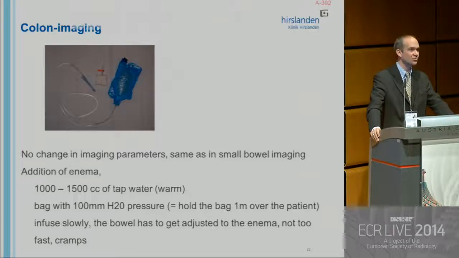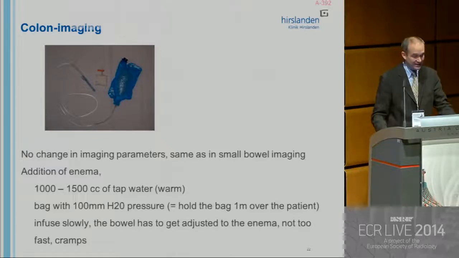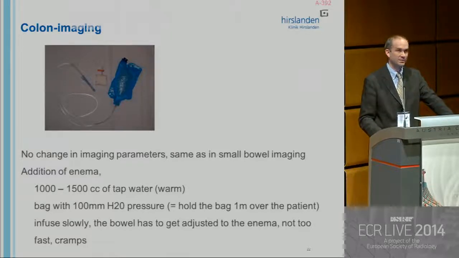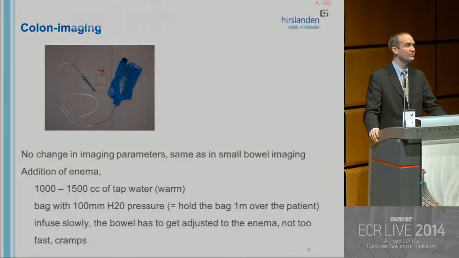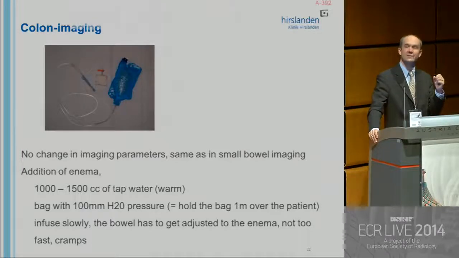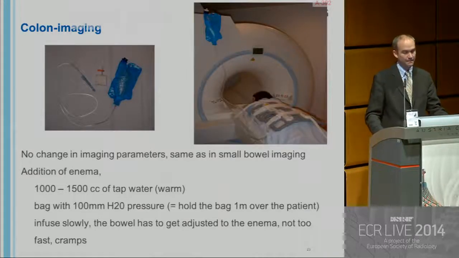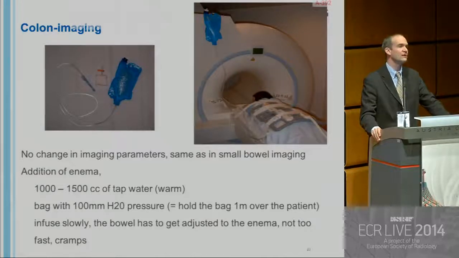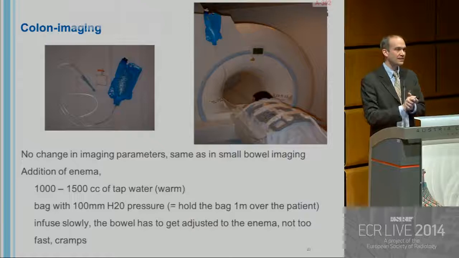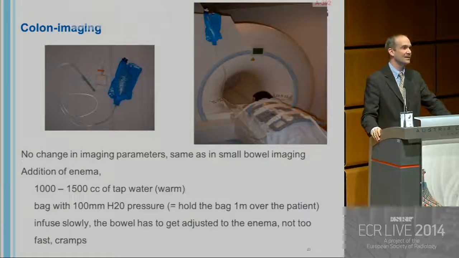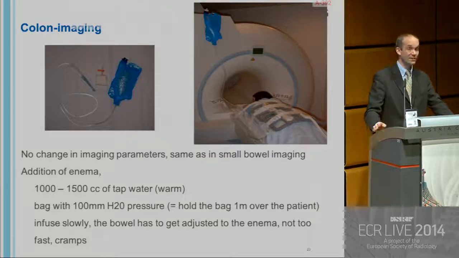So these patients drink 1 to 1.5 liters, and then they go into the magnet and they will get an enema. Pure water, I would say, warm it up a bit, because it's very uncomfortable if you use cold water, and do it slowly. If you fill up the colon too fast, patients get cramps and they will have pain. So do it slowly, like this. And another good thing you should do is wrap them up in plastic, so that if anything happens, you don't have the whole thing within your magnet.